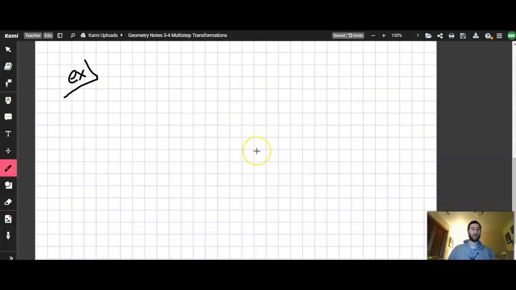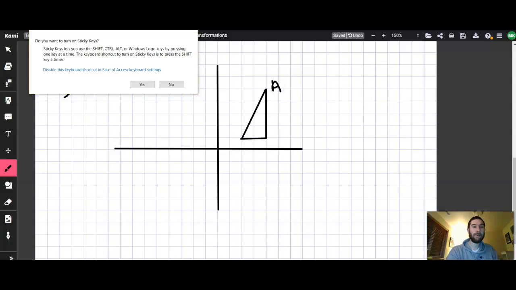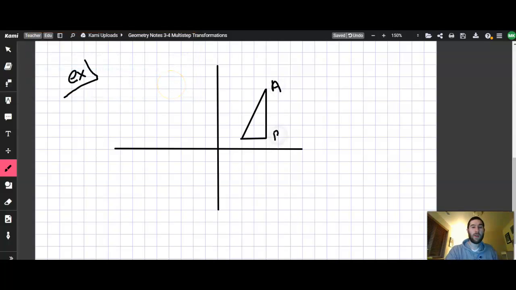Let's go ahead and give ourselves a fantastic X and Y axis here. And let's go ahead and give ourselves a triangle. What's your favorite triangle right now? Let's go ahead and make it a right triangle, because we always like it when things are correct. So there's a right triangle right here. I'll name it A, B, and C.